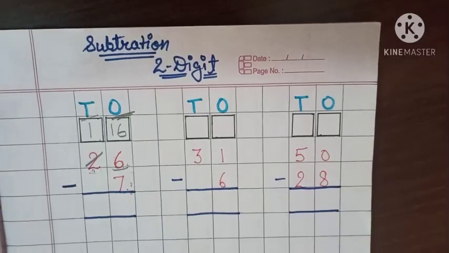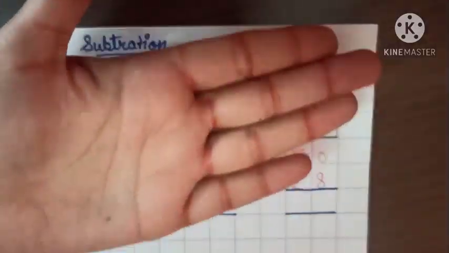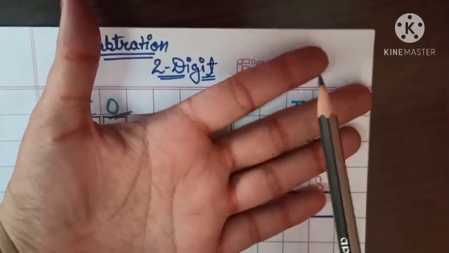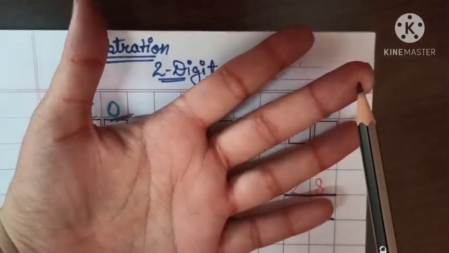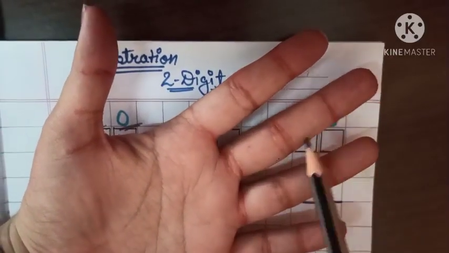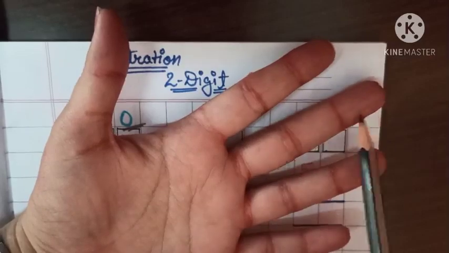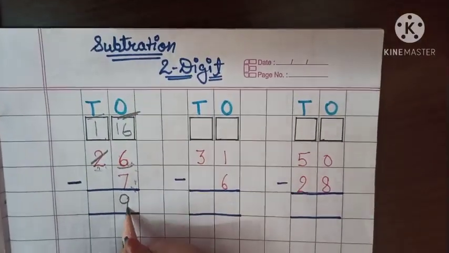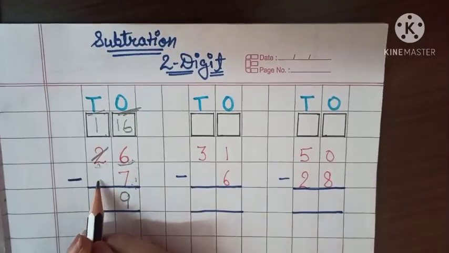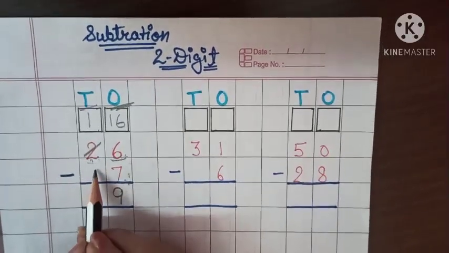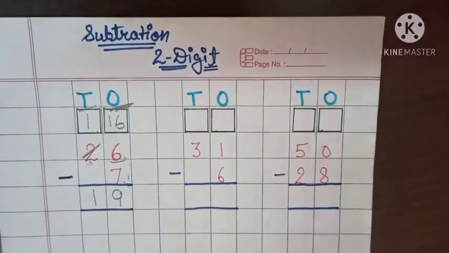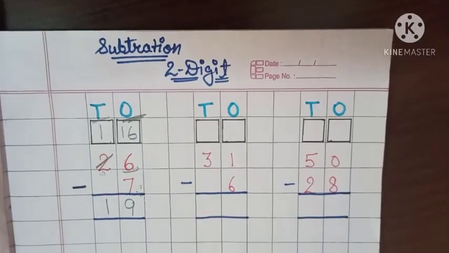Yes, what comes after 7? Yes, 8, 9, 10, 11, 12, 13, 14, 15, 16. So how many boxes? Yes, 9. So 16 minus 7 is 9. And here we have nothing. Here it means we have 0. So 1 minus 0 is 1. So the answer is 19.